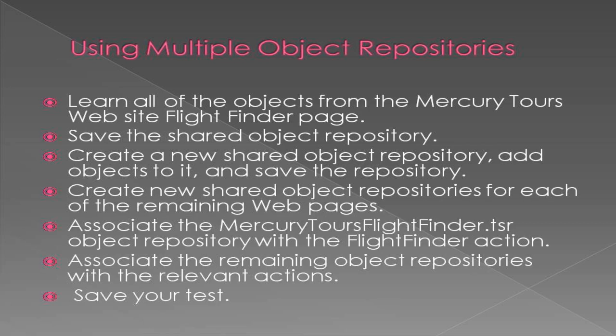4. Learn all of the objects from the Mercury Tours website Flight Finder page. In this step, you instruct QuickTest to learn all of the objects in the Mercury Tours website Flight Finder page that match your filter, and to add them to a shared object repository. A. Click the Find a Flight page title bar to change the focus from the Navigate and Learn toolbar to the web page you want QuickTest to learn. B. In the Navigate and Learn toolbar, click the Learn button.